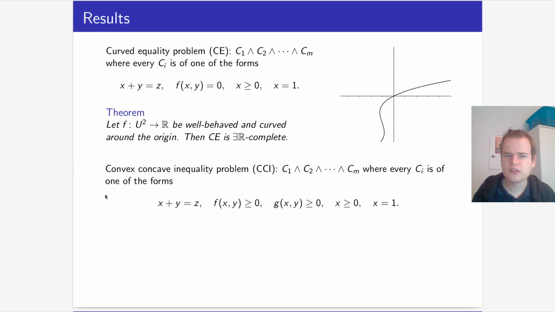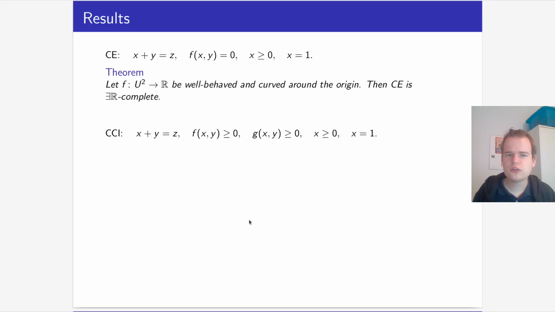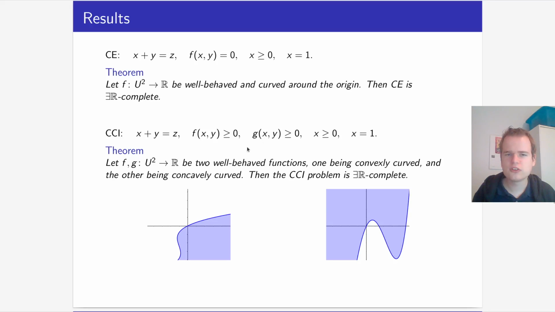Now we generalize it even slightly further by looking at this convex-concave inequality problem, where instead of this single equality, we have 2 inequalities. And we show that if these inequalities also satisfy certain conditions, then this CCI problem is also ER complete. So what are these conditions? Well, again, we need both f and g to define some curve through the origin with non-zero curvature.